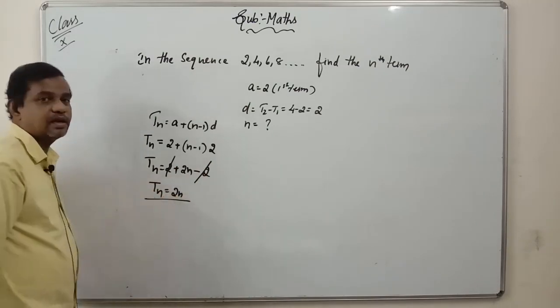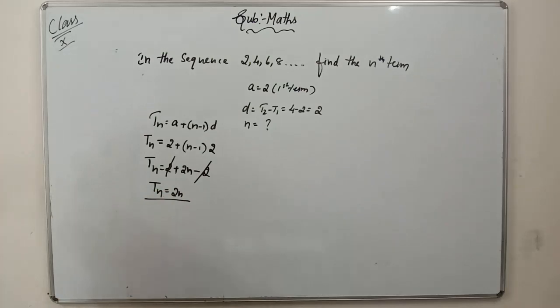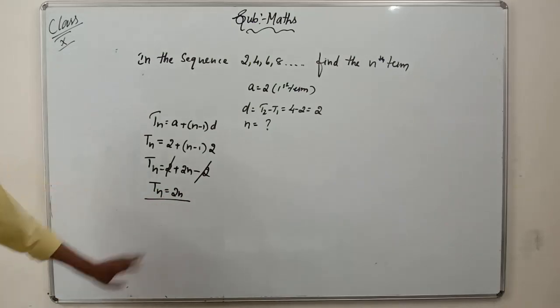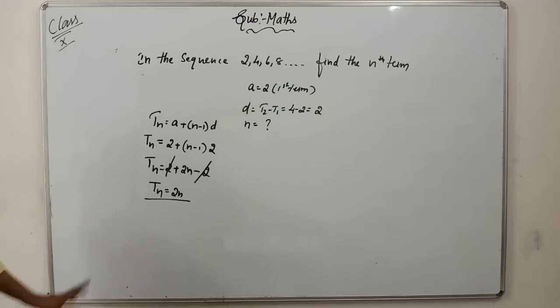So now what is the value of Tn? The nth term is 2n. This you should know. This is how to calculate the nth term of the given sequence. Okay, copy it.